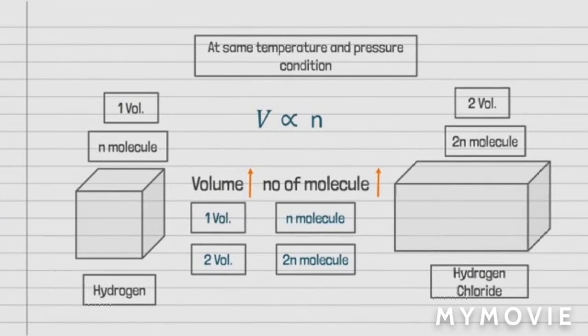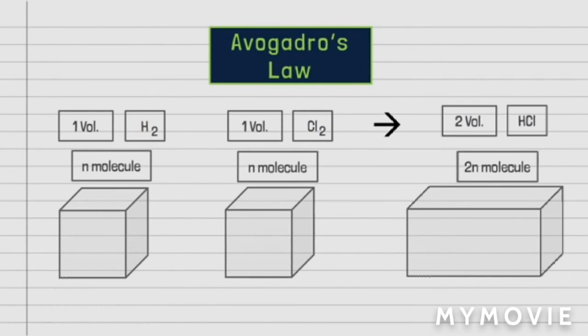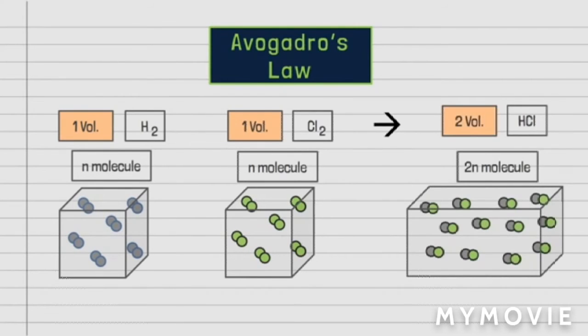Also, the volume is directly proportional to the number of molecules. The increase in the volume implies an increase in the number of molecules. In system 1, we have one volume of gas, and in system 2 we have double of it. So system 2 will have twice the number of molecules that system 1 has. Applying it to the hydrogen and chlorine reaction, one volume of hydrogen combines with one volume of chlorine to form two volumes of hydrochloric acid. Thus, n molecules of hydrogen combine with n molecules of chlorine to form 2n molecules of hydrochloric acid.